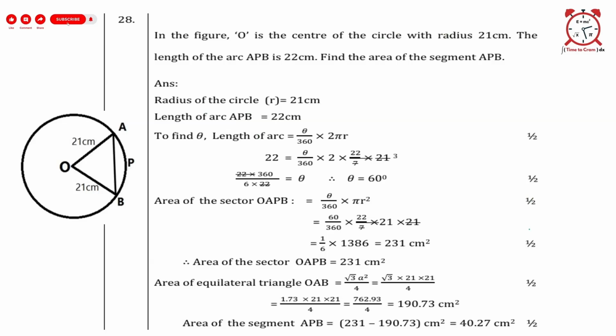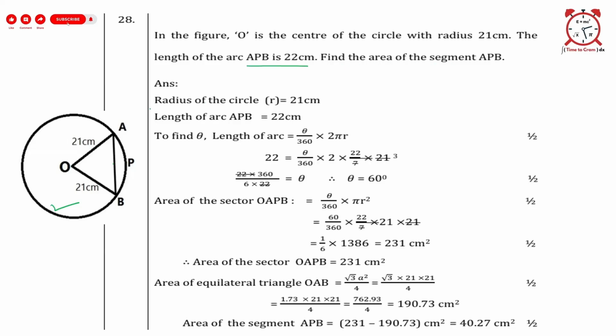Next question, question number 28. It is a question from areas related to circles. The figure is given here. Radius is given as 21 centimeter. AB is the chord here. Let us read the question. In the figure, O is the center of the circle with radius 21 centimeter. The length of the arc APB is 22 centimeter. Find the area of the segment.